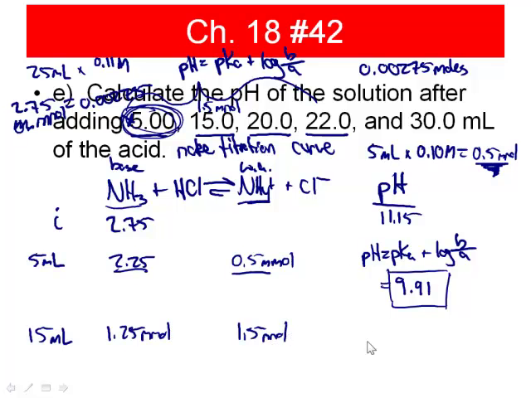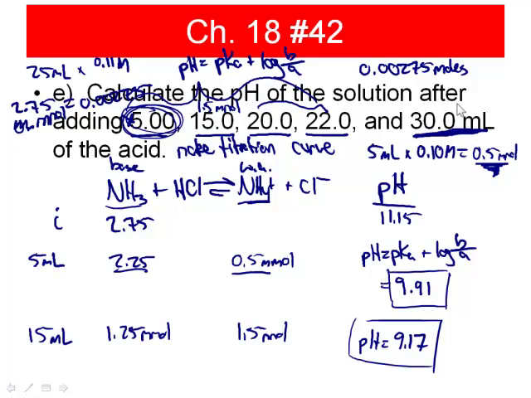I can find the pH again using the Henderson-Hasselbalch equation. Okay, again, like that. And if you do that, the pH you're going to find is 9.17. And there we go. That's how you do this part of the problem. Now, the last one I want to look at, and you can see the 20 milliliters and 22 milliliters is going to be the same procedure. I want to look now, guys, at this point right here, after the addition of 30 milliliters of my acid.